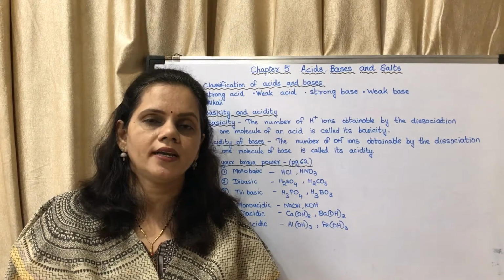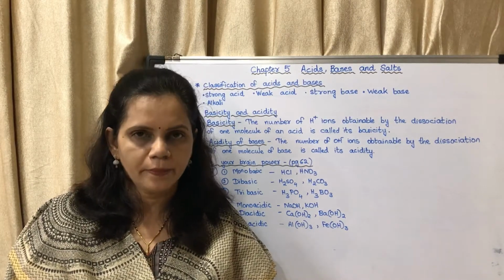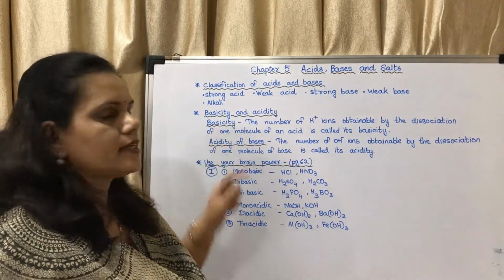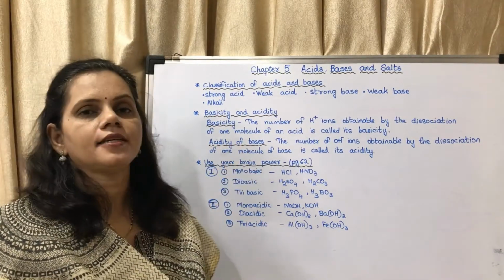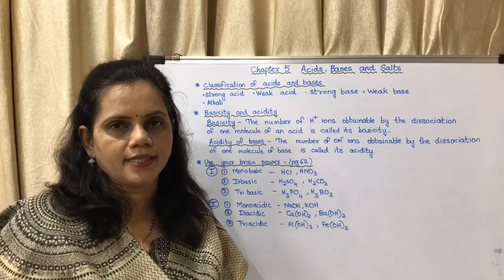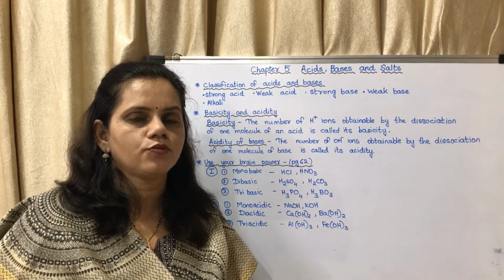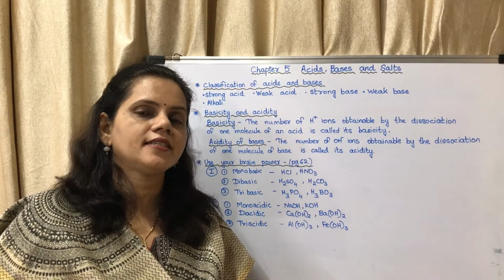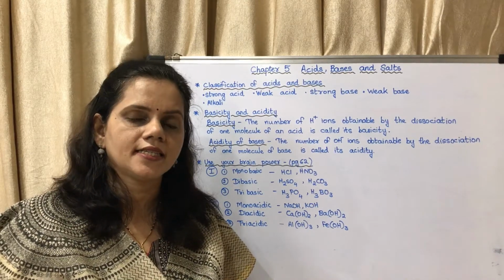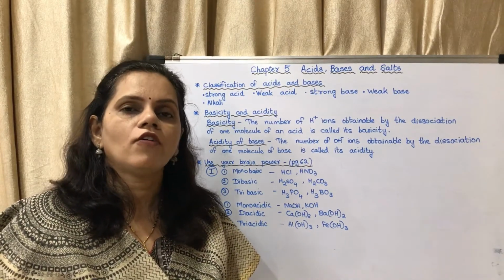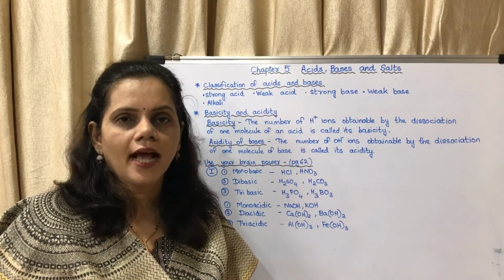This is a property which is given to acids and bases. Basicity is the property which is given to acids and acidity is a property which is given to bases. So acidity is for bases and basicity is for acids. Now how will you calculate the basicity or acidity of a base or an acid?